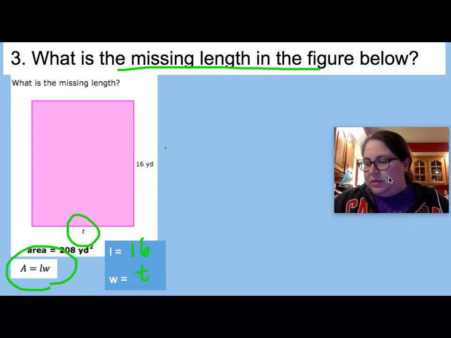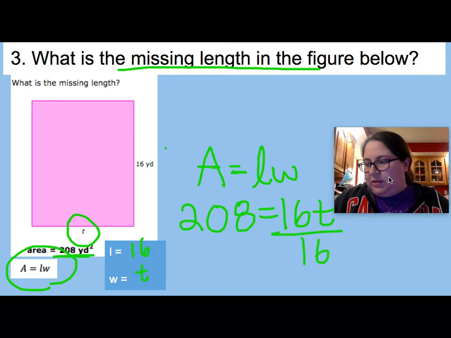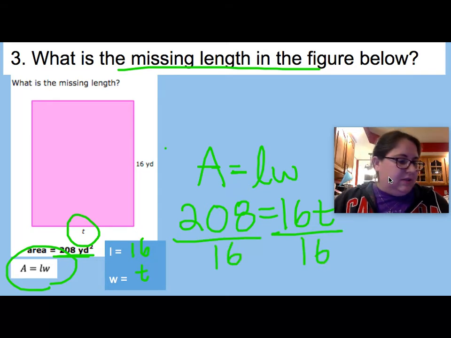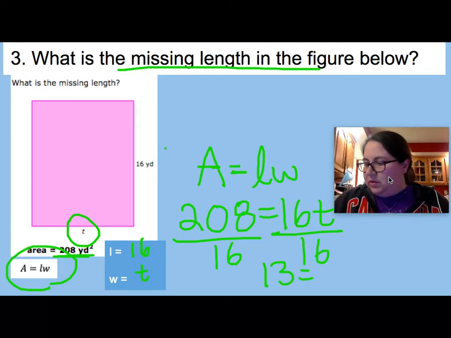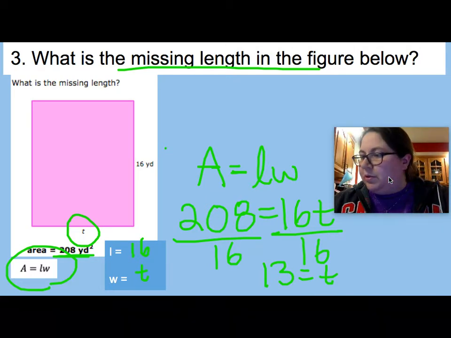So that means we do know the area. If we think about our formula, area equals length times width. That means we've got 208 is equal to 16t. To get t by itself, we're just going to divide both sides by 16. So 208 divided by 16 gives us 13 equal to t. Okay, so that's another way to use the rectangle formula.